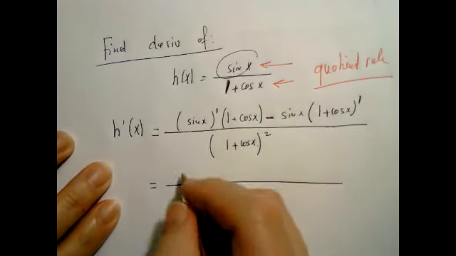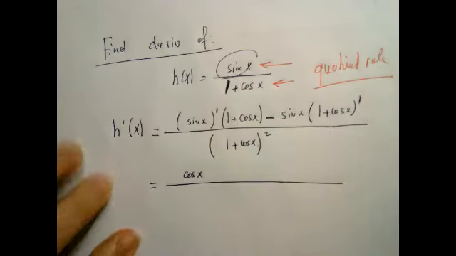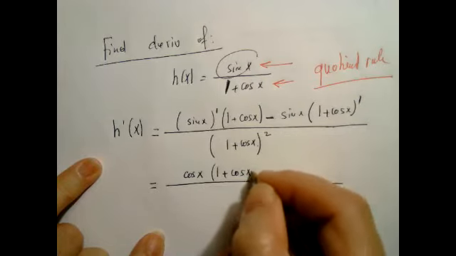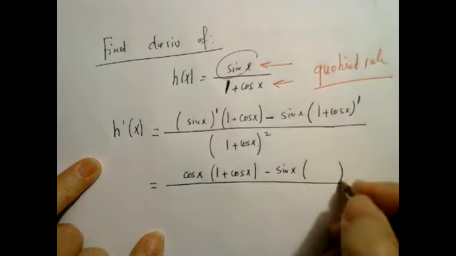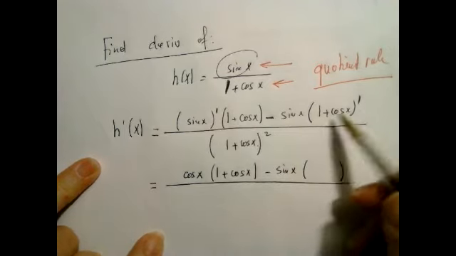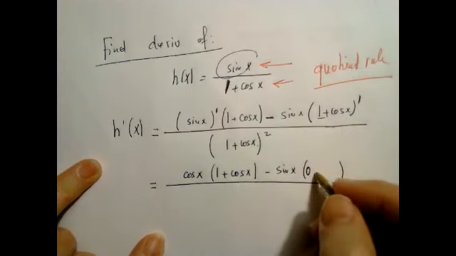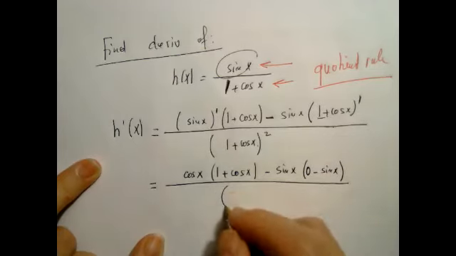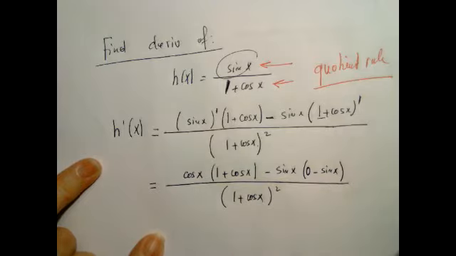The derivative of the sine is the cosine. That's where we have, as I said, memorized those. Times 1 plus the cosine, minus the sine times, what's the derivative of 1 plus cosine? The derivative of 1 is 0. The derivative of cosine is minus the sine. The whole thing divided by that.